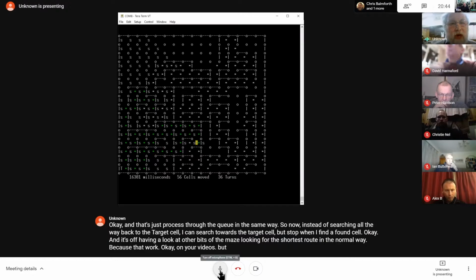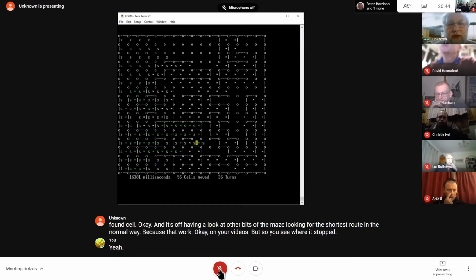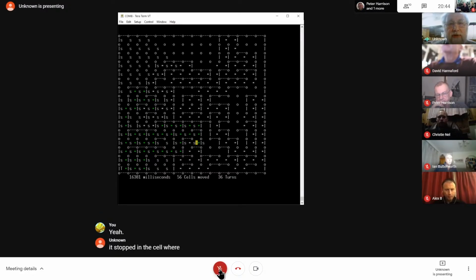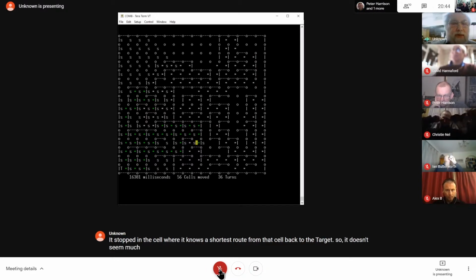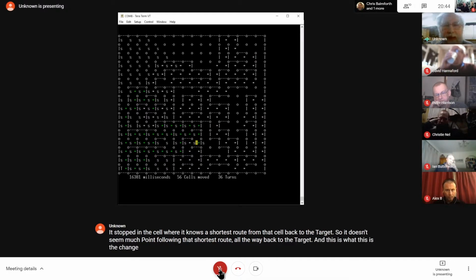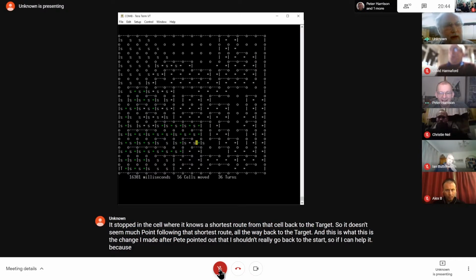So you can see where it stopped. It stopped in the cell where it knows a shortest route from that cell back to the target. So it doesn't seem much point following that shortest route all the way back to the target. And this is the change I made after Pete pointed out that I shouldn't really go back to the start cell if I can help it, because in Japan you're only allowed to go back 5 times or something. That's not quite what I meant, but yes.